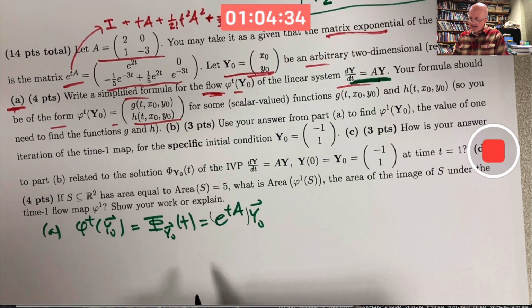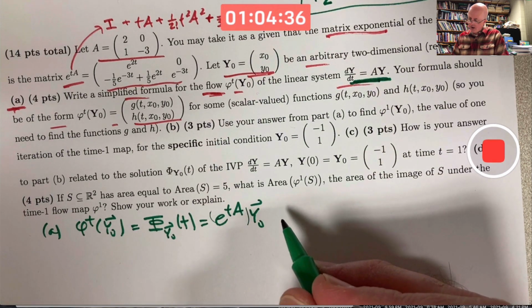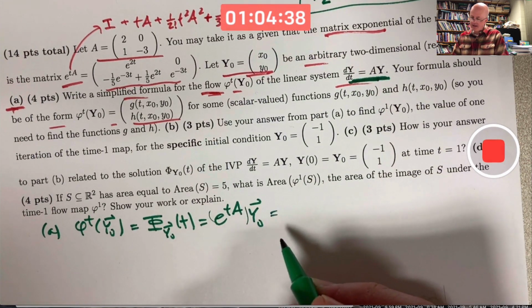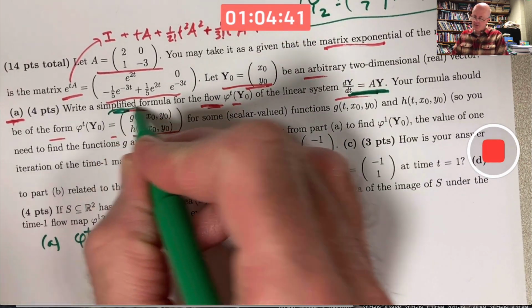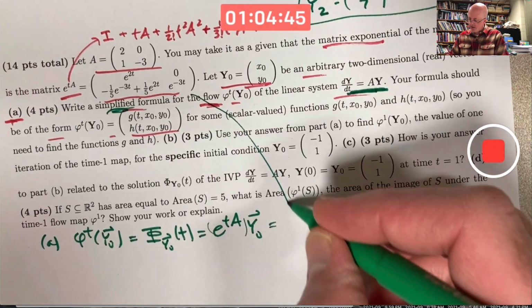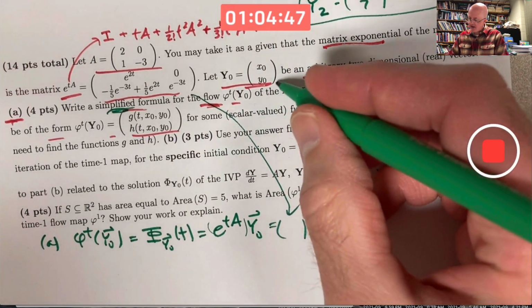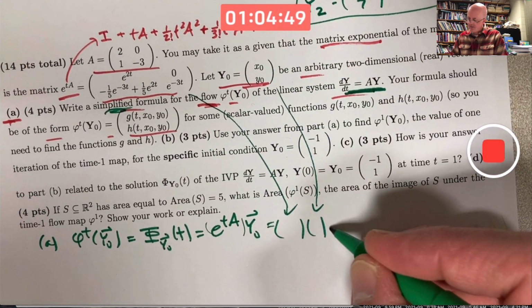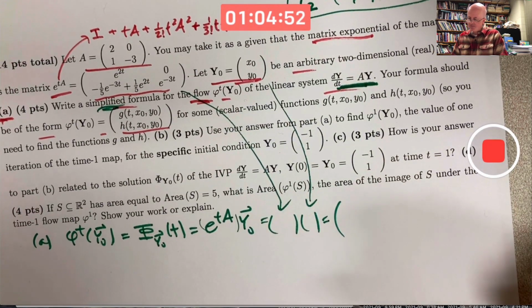All right. So that is the vector form of the answer. As far as finding a simplified formula, I need to go ahead and use the formula for e to the At. Just plug in that matrix and plug in this vector and go ahead and do the multiplication. Your final answer is going to be a vector.